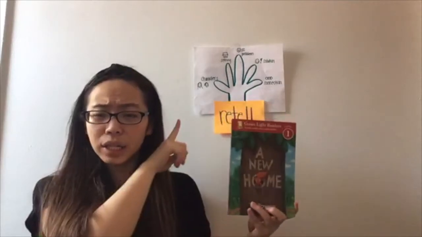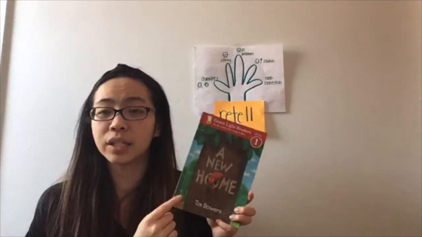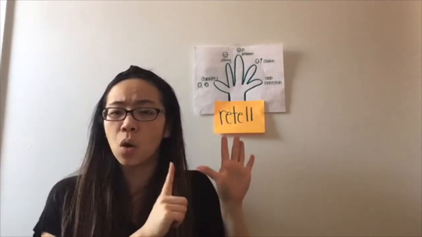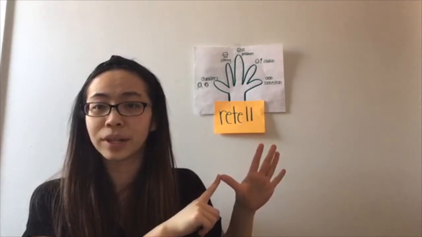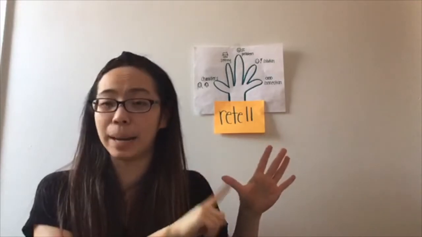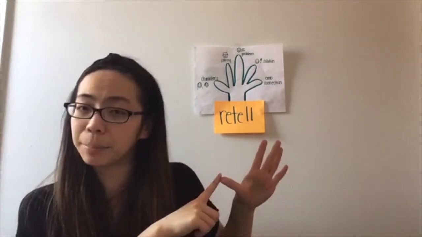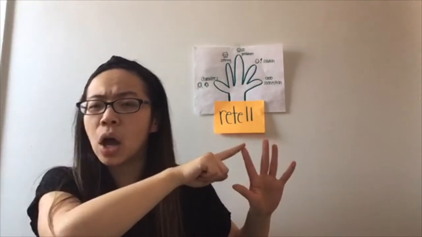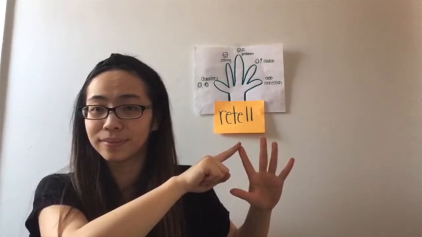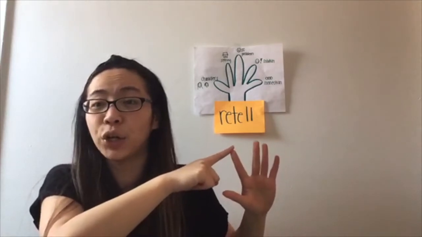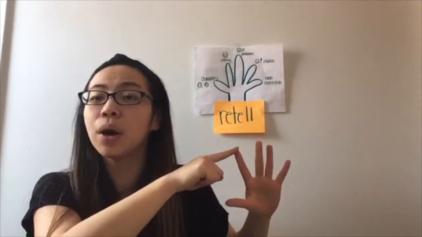So now let's take a look at our chart and use our retelling hand to retell what happened in this book. So we start with the characters. Who are the characters in the book? Right, there's Matt and Pam. So I can say the characters in the book are Matt and Pam. So now it's the setting. Where does the story take place? Right, the story takes place in Matt's new home. So I can say the setting of the book is Matt's new home.